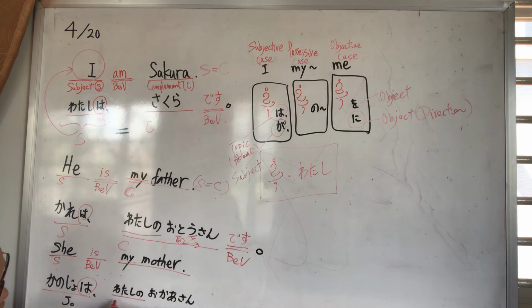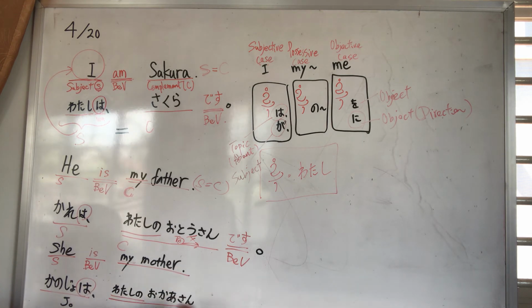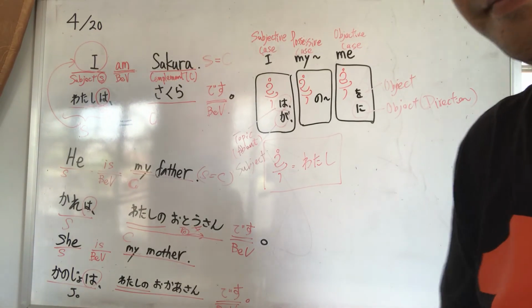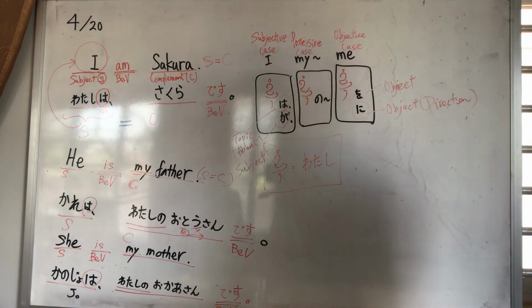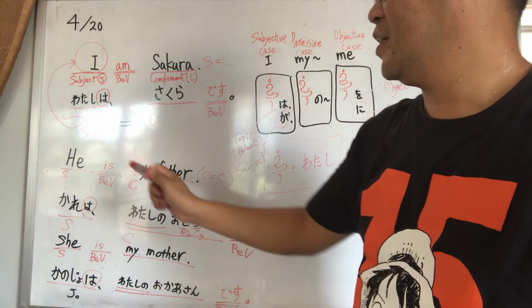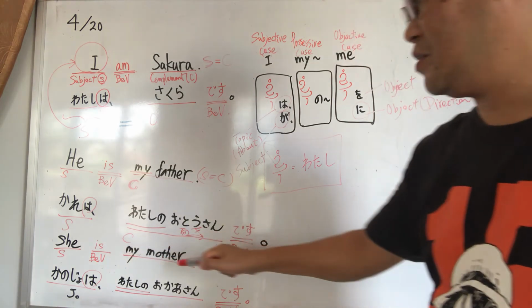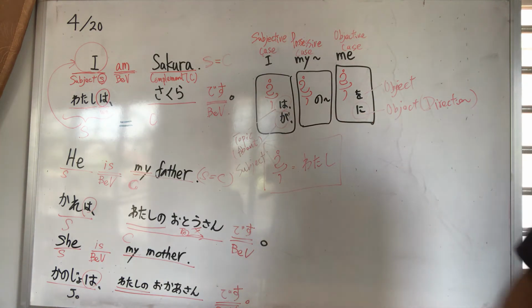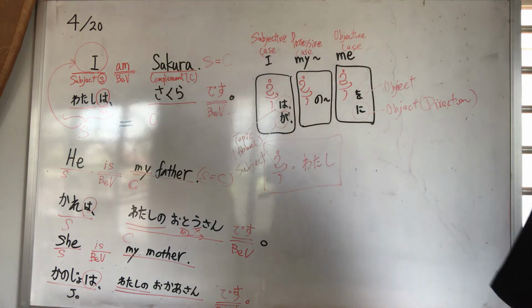私のお母さんです、コレクトで、ビーバーですね。はい。You find out, even though in English I am Sakura, he is my father, she is my mother. Even though we change the verb, but in Japanese, desu, desu, desu. Yeah, ここで one more point, one more point.